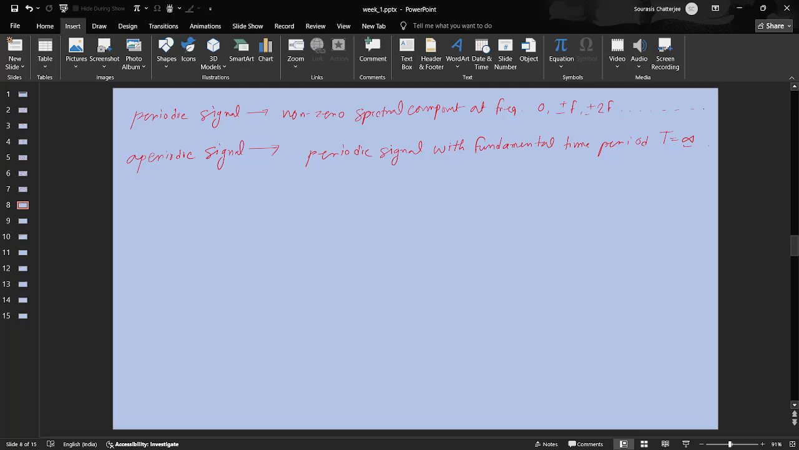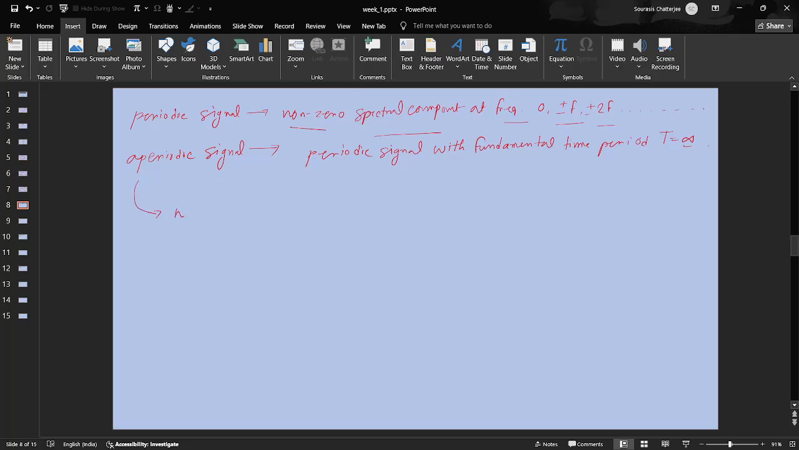Okay, so now I make this statement, and by making this statement I bring an aperiodic signal under the framework of periodic signal also. Now everything we have done in context of frequency domain representation of periodic signal, we can do for aperiodic signal also, right? So you can see for periodic signal I have written that there are non-zero spectral components at these frequencies, right? Now I frame an aperiodic signal as a periodic signal also.